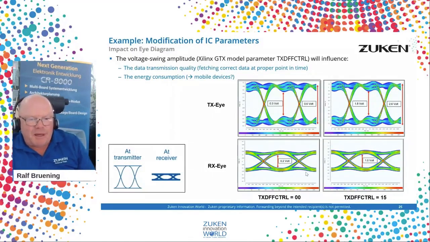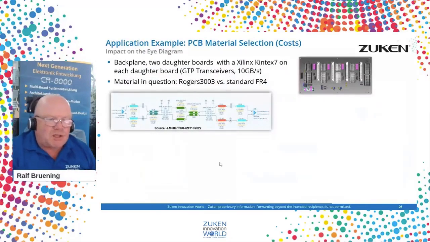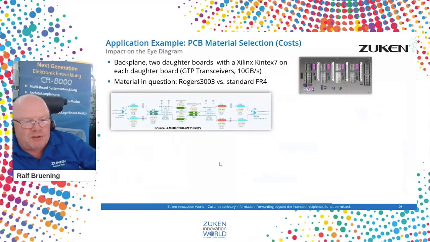So for instance, depending on the knobs which you change, you have a different voltage swing. So please look into 0.3 volt, 1.8 volt, 0.2 volt, 1.0 volt at the TX and at the RX. So depending on the setting of one parameter, you can tweak the voltage swing of the eye diagram. And this is one example from a project we did together with the customer. It's a multi-board simulation for Fraunhofer Institute in Germany early this year.